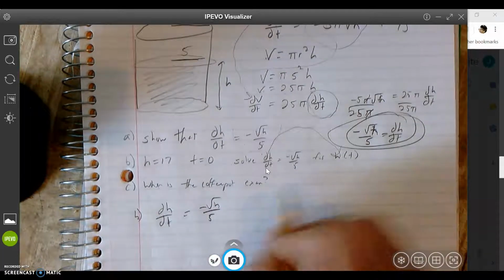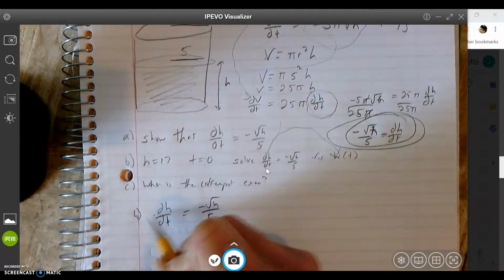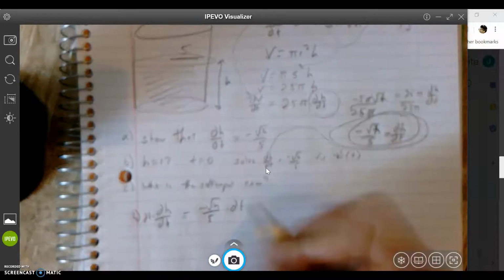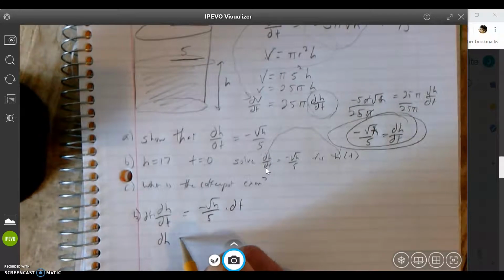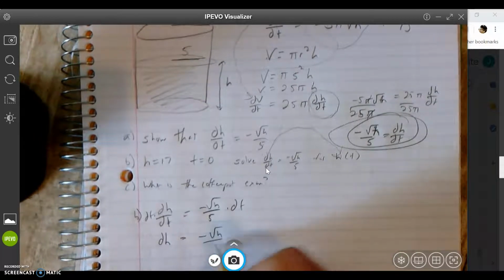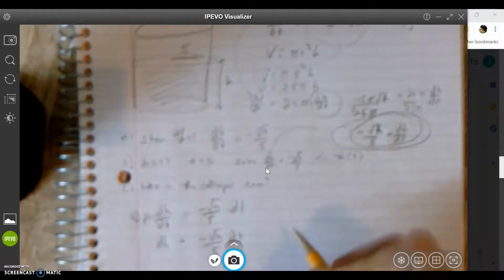Solve for c, solve some more. You know how to do it. Those are the steps. So I'm going to times dt on both sides. So dh equals negative radical h over 5 dt.